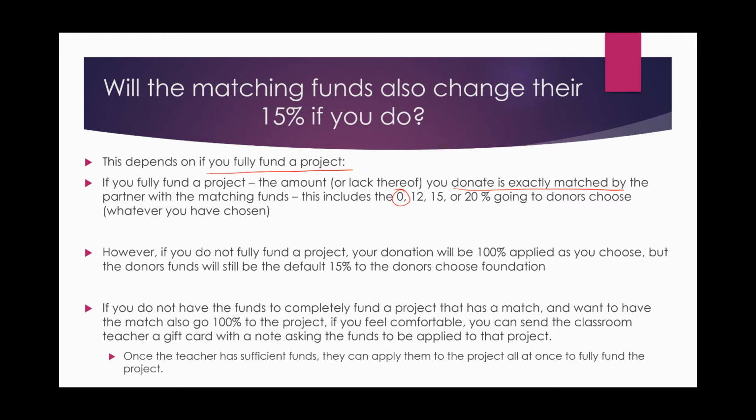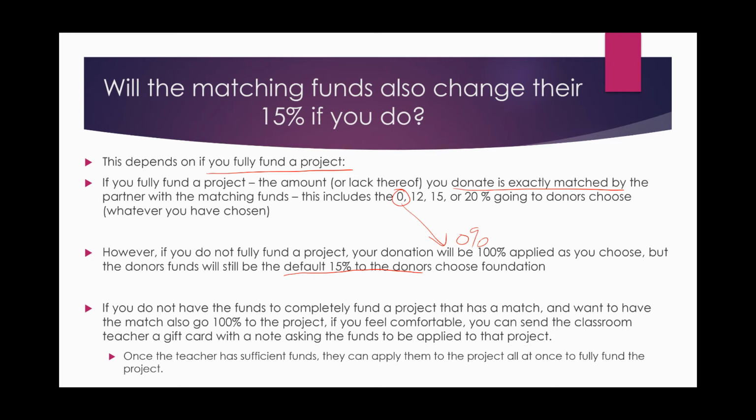However, when you're not fully funding a project, whatever you choose, if you're choosing 100% of your funds being applied to the project and Donors Choose gets 0, but you're not completing the project, you're only partially funding it and helping it meet its goal, the default is still going to be 15% of the matching funds goes to Donors Choose.